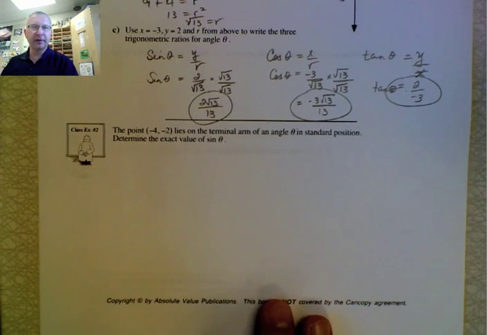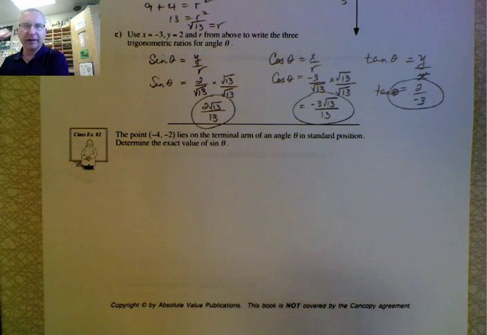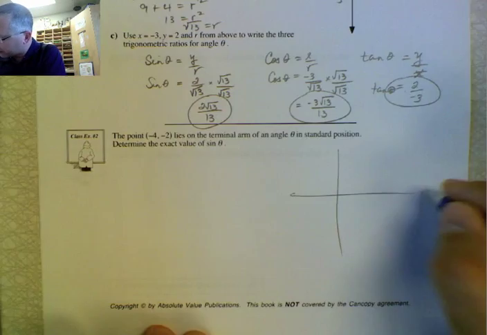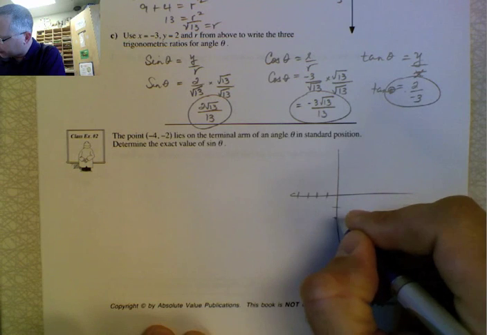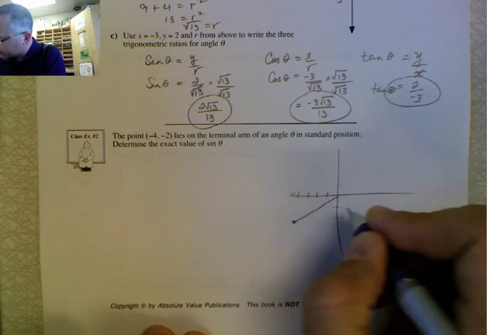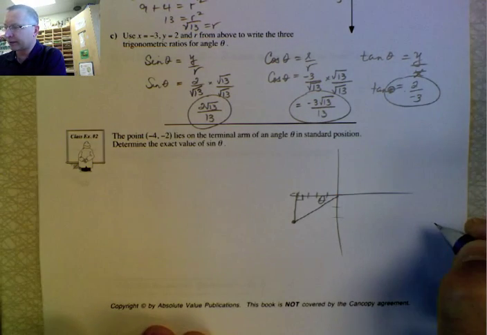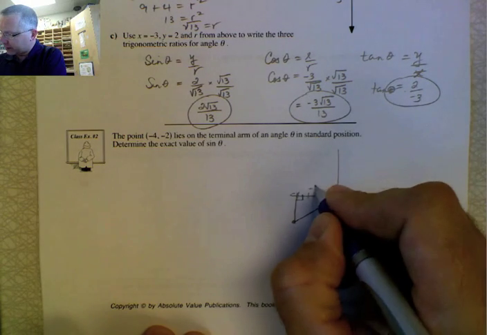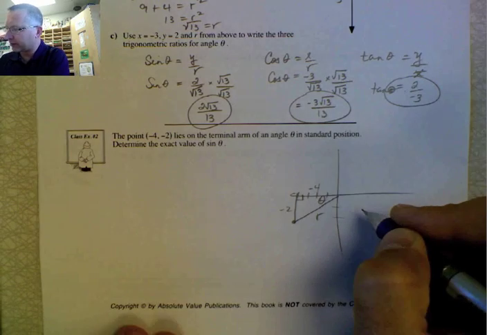Second example says we have a terminal arm at -4 and -2. So we're going to draw a picture. 1, 2, 3, 4, 1, 2. So we have a point right about here. There's our terminal arm. There's our right triangle. So we're working with this angle theta. So this is a distance of -4 and this is -2. So we have to find r.